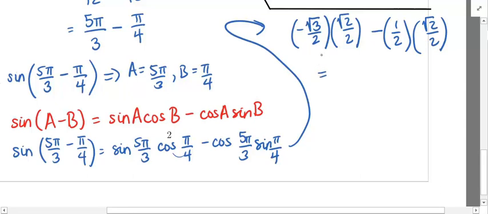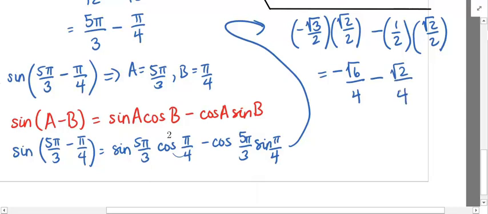This first pair of fractions that we're multiplying, we're just going to go across the top and across the bottom. We have negative times positive, that will give us negative. Square root of 3 times the square root of 2 is the square root of 6. 2 times 2 times 2 is 4. We're subtracting. Positive times positive, so go across the top, 1 times the square root of 2 is the square root of 2. Across the bottom, 2 times 2 is 4.